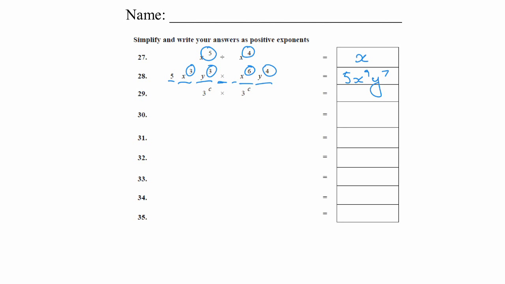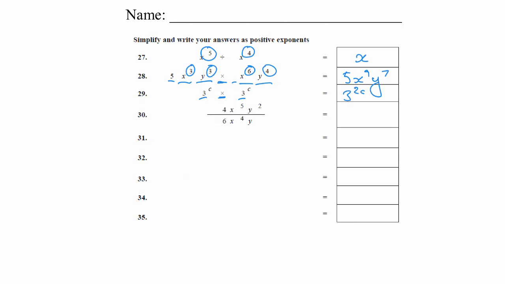Question 29, we've got multiplication, so again we can use the fact that x to the m times x to the n equals x to the m plus n. In other words, if you're multiplying, you add exponents when the bases are the same. What's our base in this case? Our base is 3, so we're going to have 3 to the power of something. And what do we have 3 to the power of? Well, what's c plus c? How many c's do we have? We've got 2c, so 3 to the power of 2c.